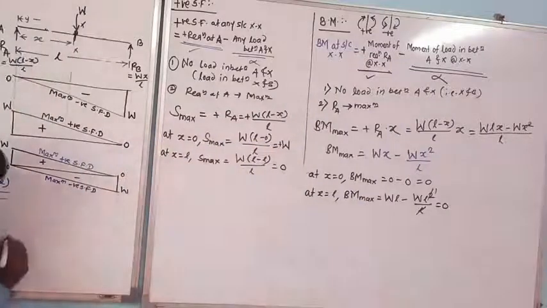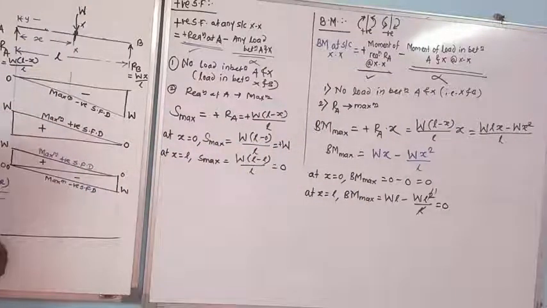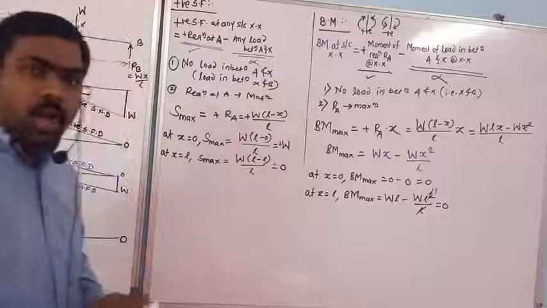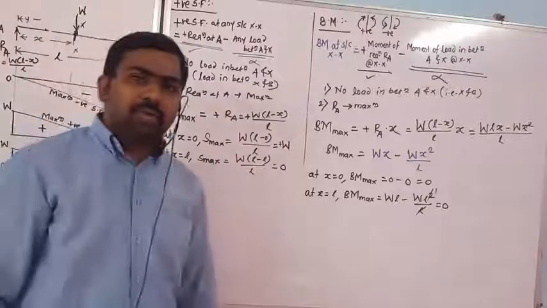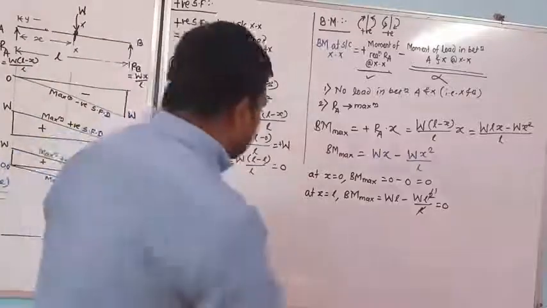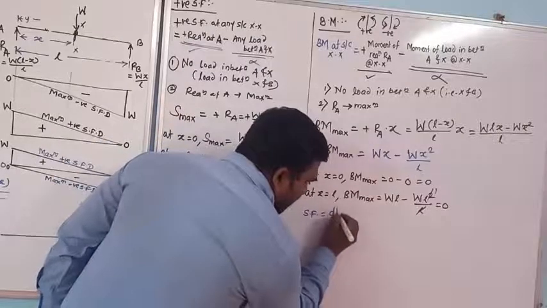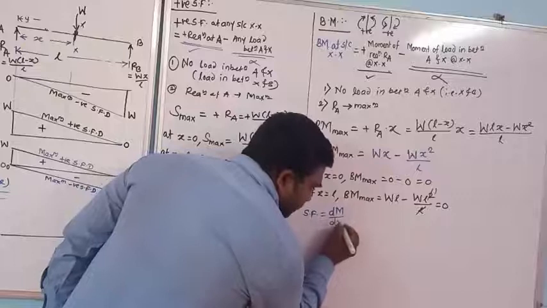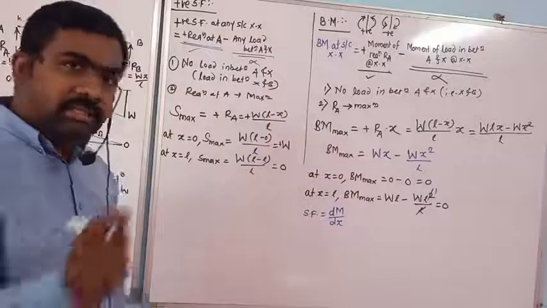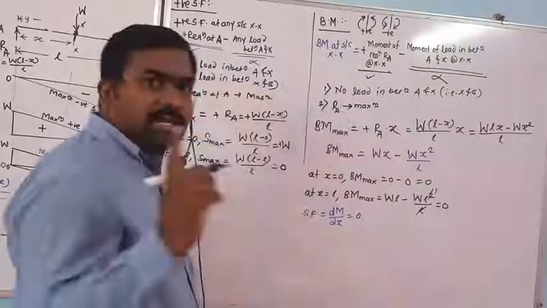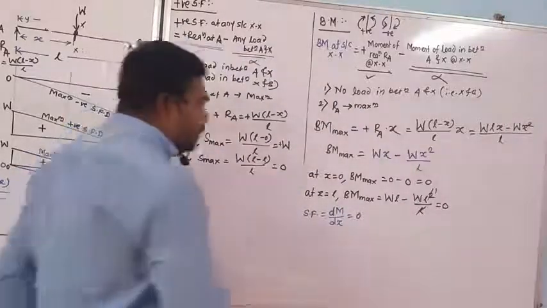Now look here. If I am going to draw the BMD, this comes as 0, 0. Then where will the maximum bending moment occur? We all know that the maximum bending moment will occur where the shear force is 0. Shear force is nothing but dM by dx. This we all know; we have learned this in the sum again. So this is equal to 0. Then we will get the maximum bending moment.